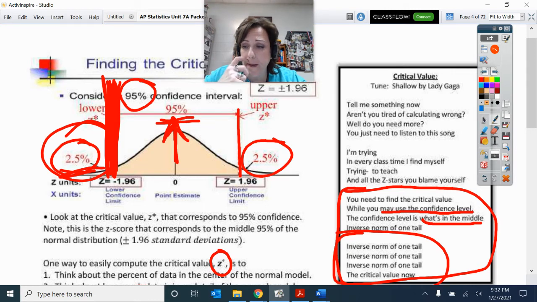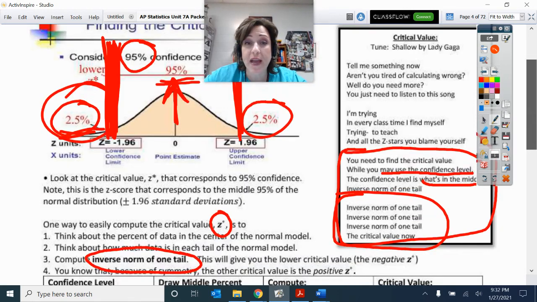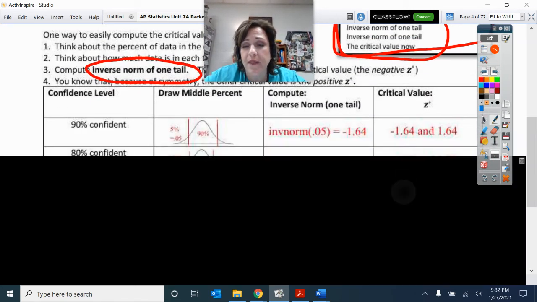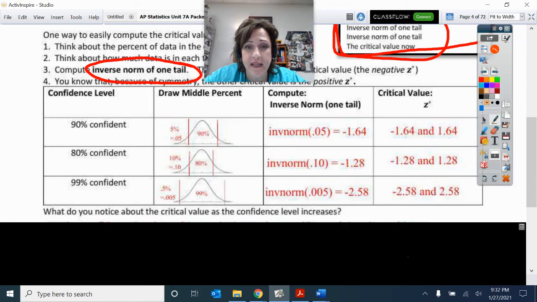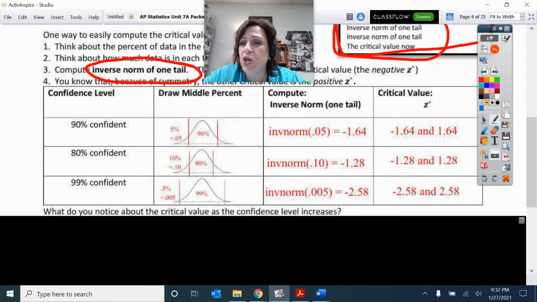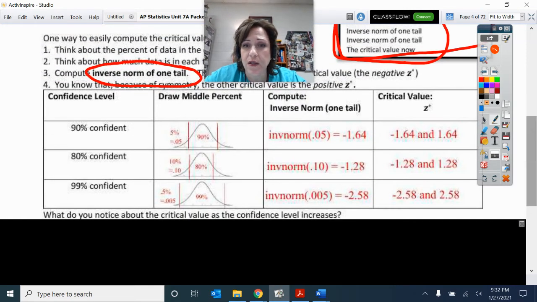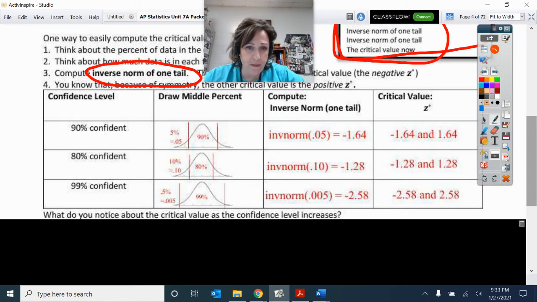But we know that the margin of error has two sides. Okay, it has the negative and the positive. So we have those critical values, and that's how we have the positives and the negatives. All right. So you can compute those, and then we can talk. What do you notice about those critical values as the confidence level is increasing? Again, those critical values are getting bigger because the interval is getting bigger.